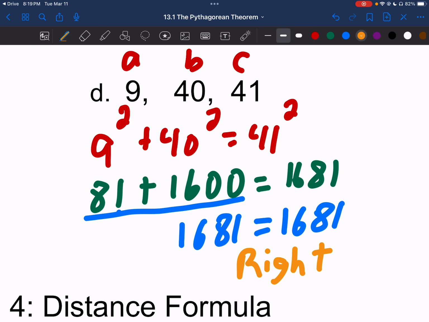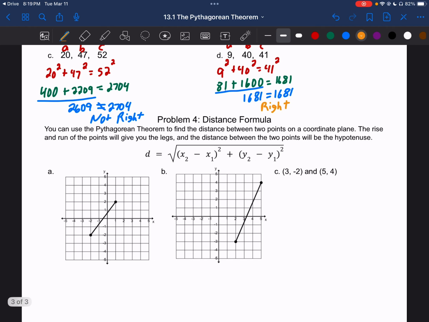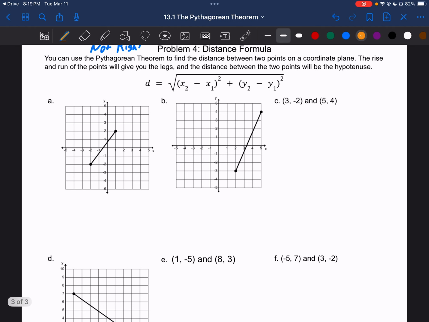All right. Now, problem 4 is the distance formula. And this is an application of the Pythagorean theorem. So you can use the Pythagorean theorem to find the distance between 2 points on a coordinate plane. The rise and the run of the points will give you the legs, and the distance between the 2 points will be the hypotenuse. So rise over run, we think of that in the context of slope. It's how much it goes up and how much it goes to the right, or how much it goes down and how much it goes to the right.